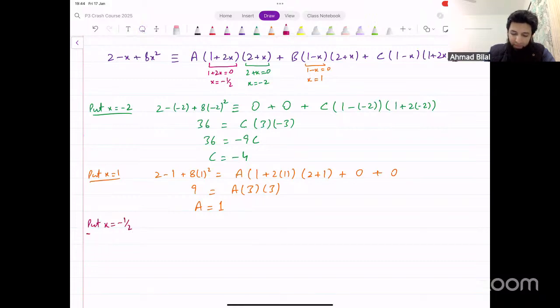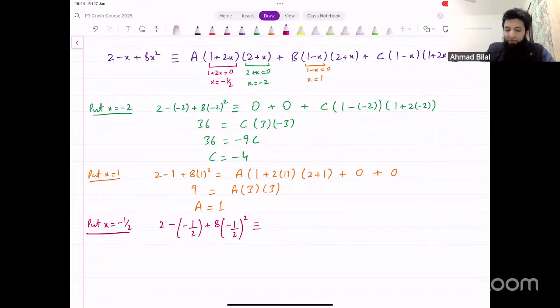This is x equals minus 1 over 2. Let's input it here: 2 minus 1 over 2 plus 8 into minus 1 over 2 whole squared. Always use brackets when you input any values. That's especially true for negative numbers. Make sure that you write them inside brackets.